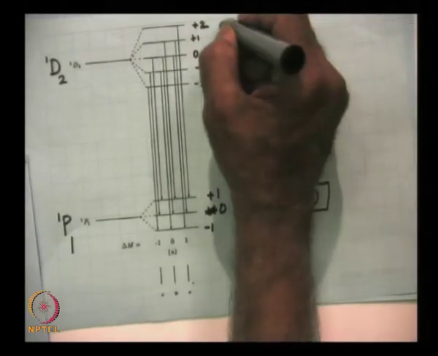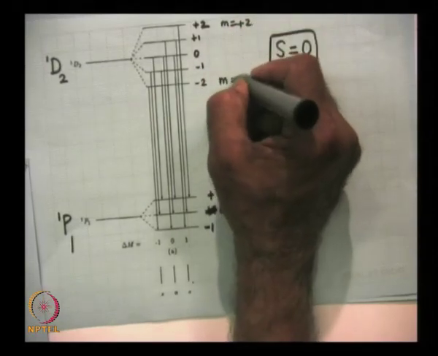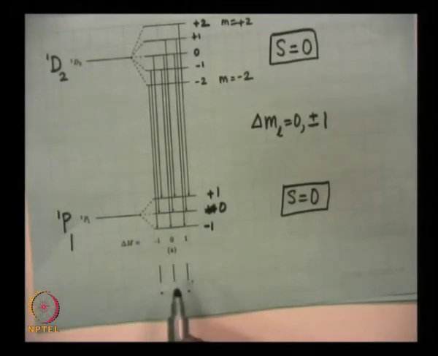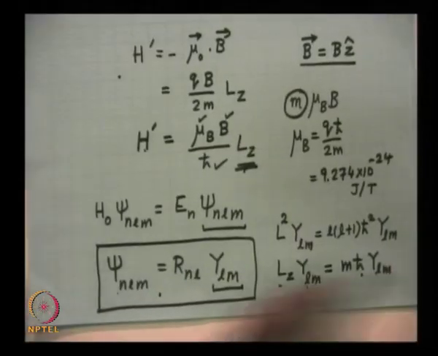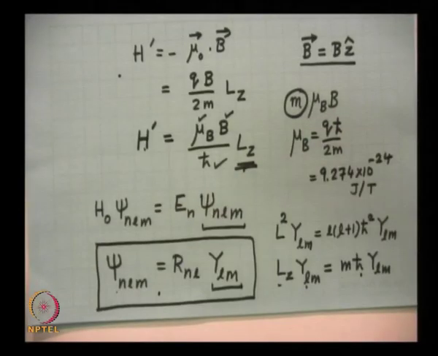This corresponds to M equal to plus 2, and this corresponds to M equal to minus 2, and this leads to what is a normal Zeeman triplet. If you ask me the question, what would have happened if I had applied a magnetic field in the x direction? Of course, there is nothing sacred about the z direction.